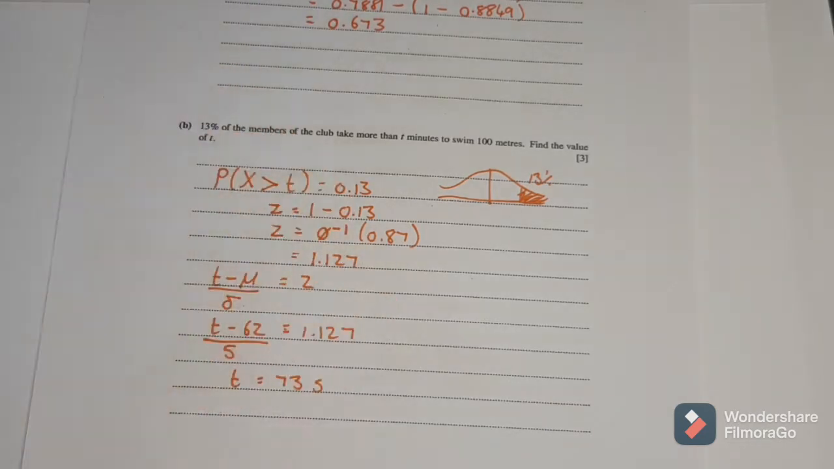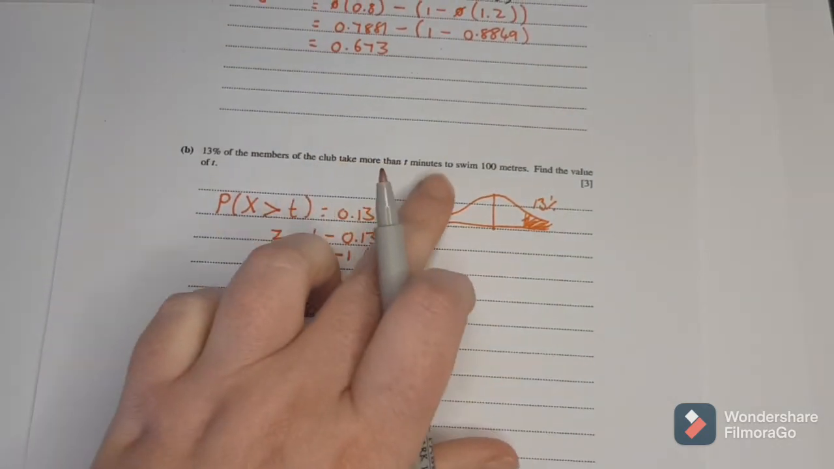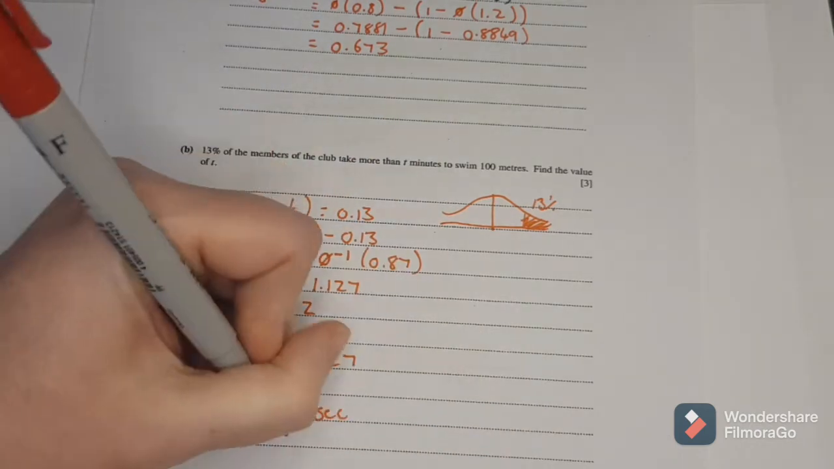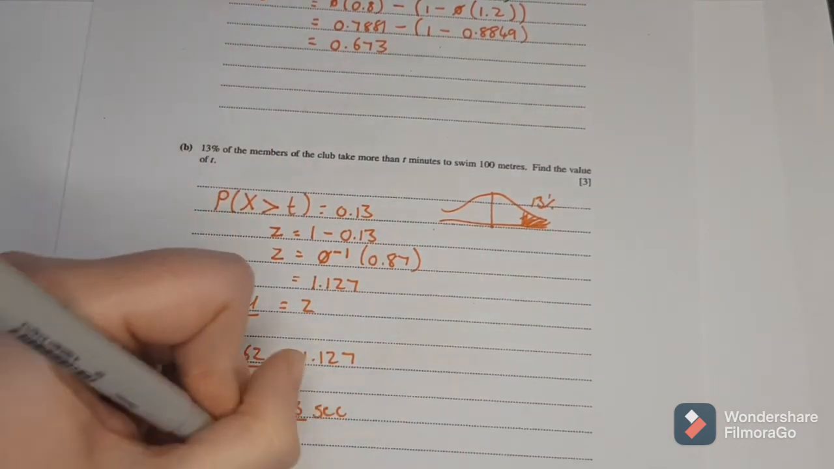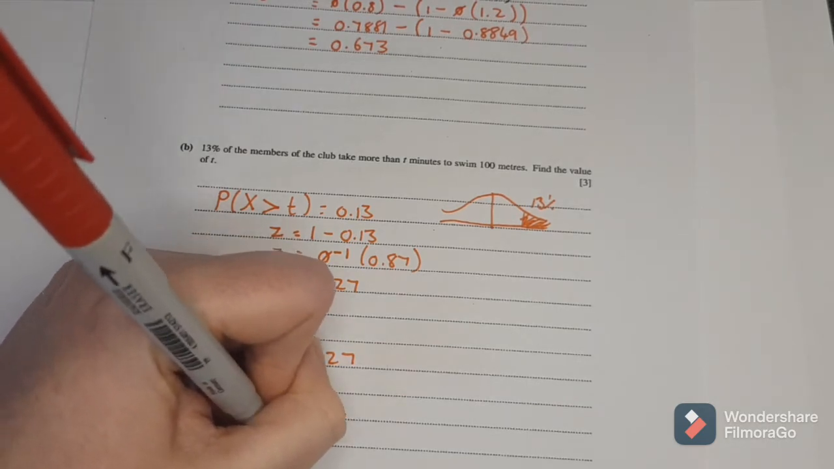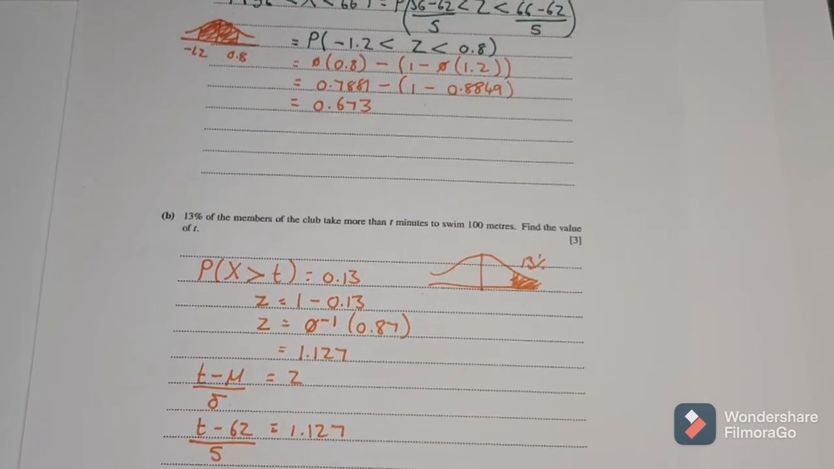But remember, that's seconds. So now, since I wanted it in minutes, all I have to do is divide that by 60, because there's 60 seconds in a minute, to get my final value in minutes for my answer.